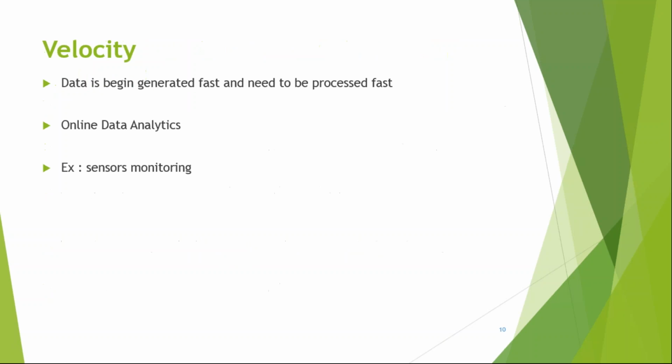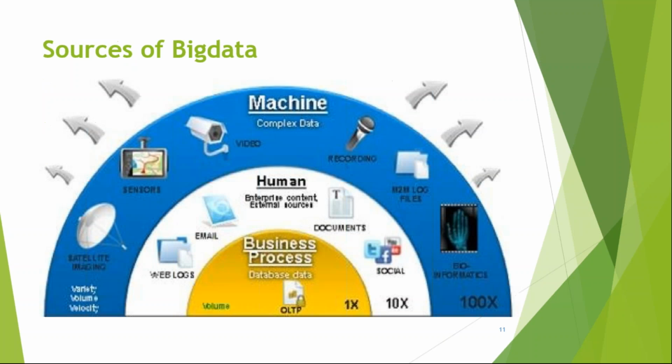Now look at velocity. The data is generated very fast, and the data also needs to be processed very fast, like online data analytics and sensor monitoring. With streaming, we need to get the data and process it. There are different sources of data: sensors, satellites, and healthcare devices, which are ideally like sensors. You have so many different sources generating the data.